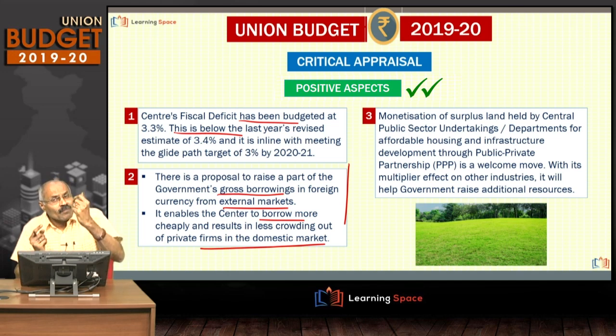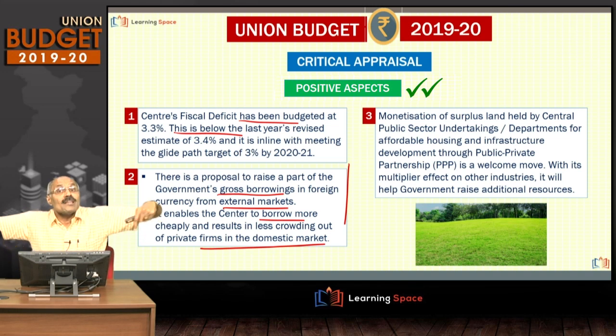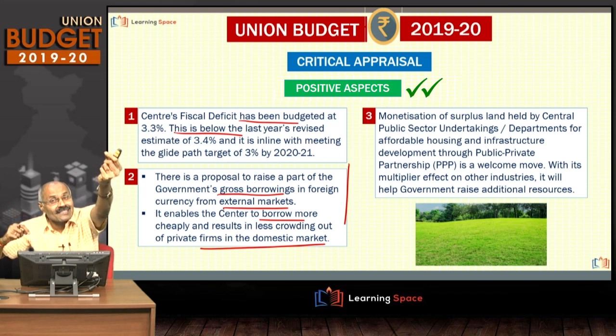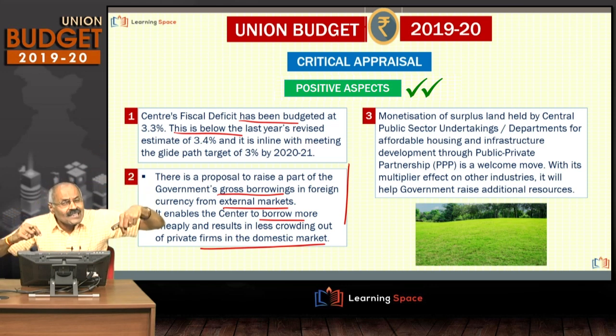Quite often people say, when the government borrows more, it crowds out private investment. But when the government decides to borrow more from the external markets, then it reduces crowding out for the private firms.